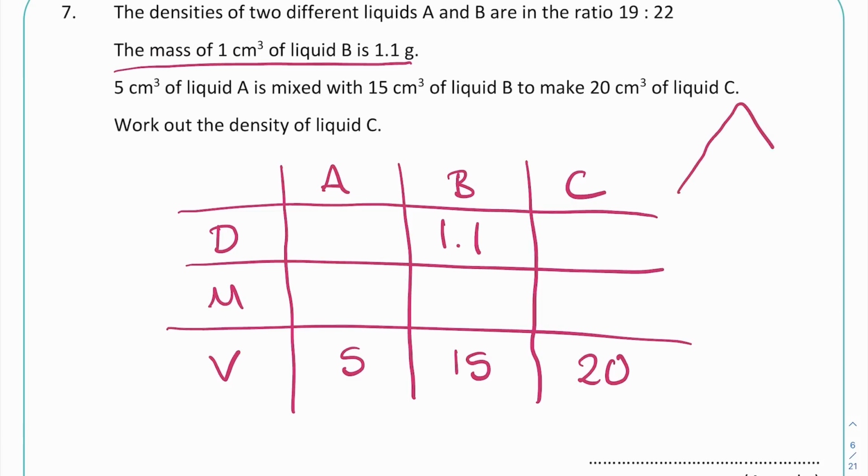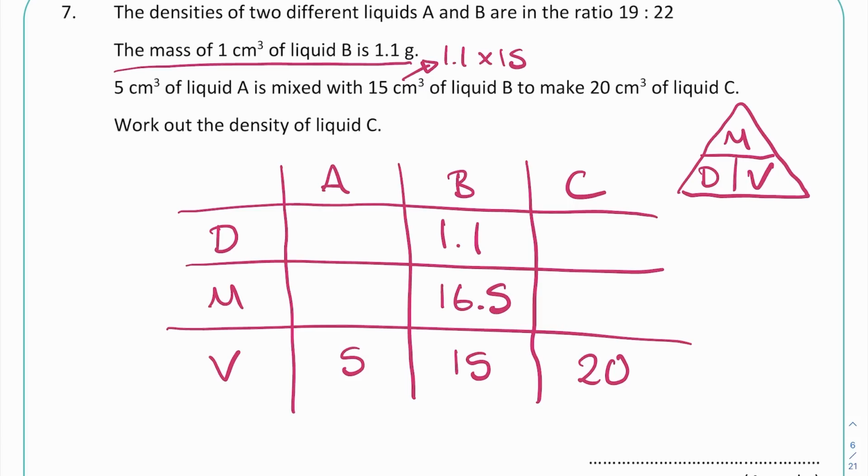Let's not forget our formula. If you use a formula triangle, density is equal to mass over volume. So to work out the mass, you do density times volume, or in other words, 1.1 multiplied by 15, which is going to tell us the mass of this part. So 1.1 times 15 on the calculator comes out 16.5. So 16.5 is the mass of B.